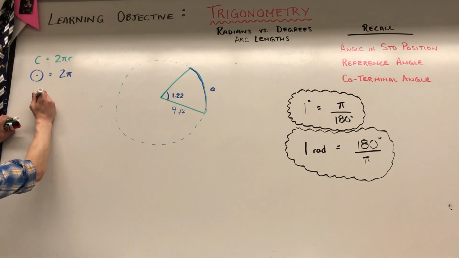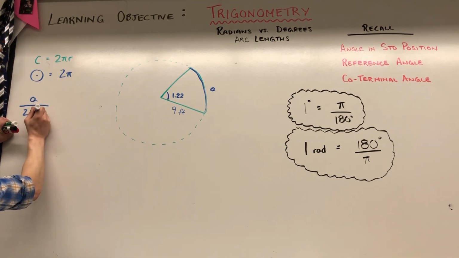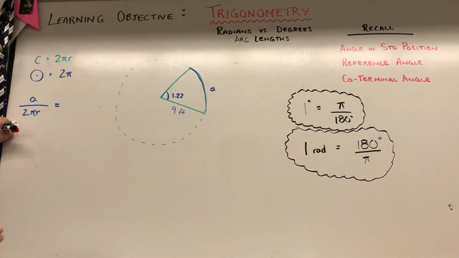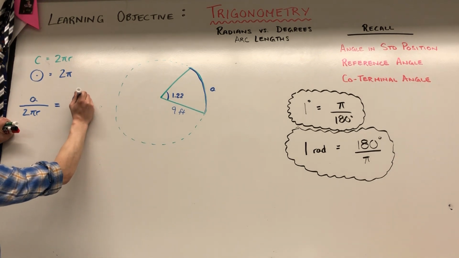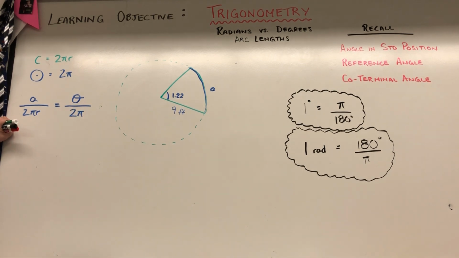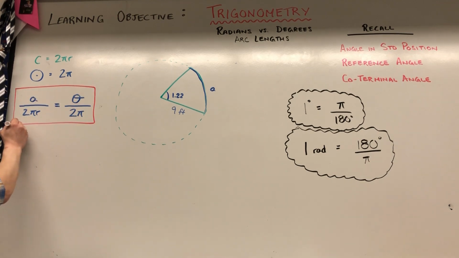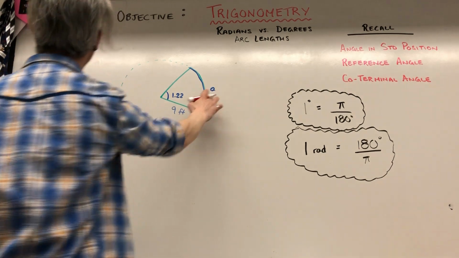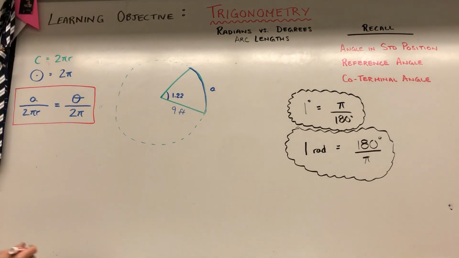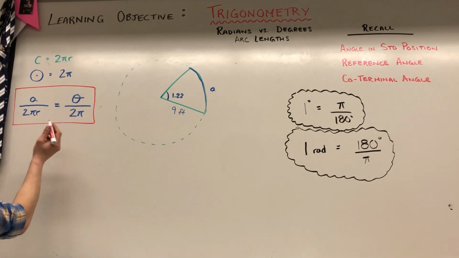So basically it looks like this. We're going to have my arc length over the entire circumference is equal to my angle over an entire circle angle, which is 2 pi. This is how I'm going to solve arc length problems. And I am just going to solve for my unknowns. So in this case, my unknown is A, and I know that my angle is 1.22 radians. Now it has to be in radians because I'm working with 2 pi here, which is a radian measurement.